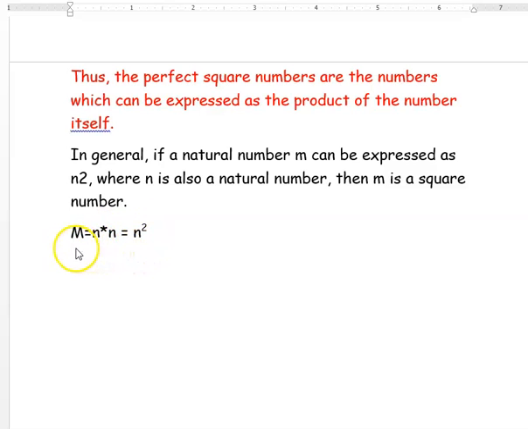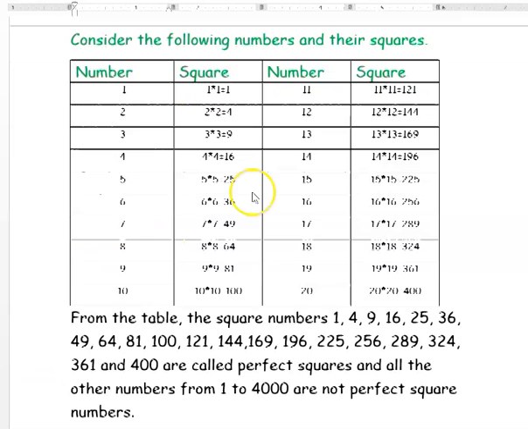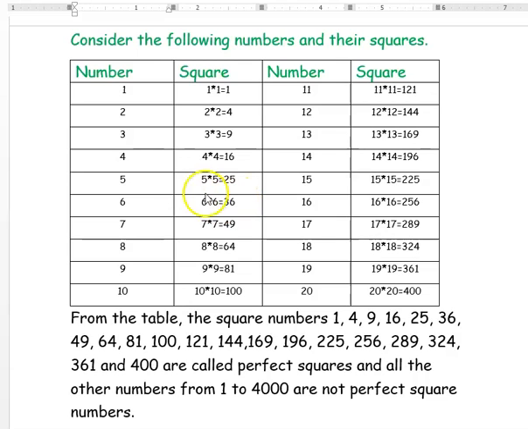For example, 4 is a square number, which can be written as 2 into 2, that is 2 squared. Now let us see a few more square numbers. I have formed a table here, and with this table we are going to see a few more important points about perfect square numbers.